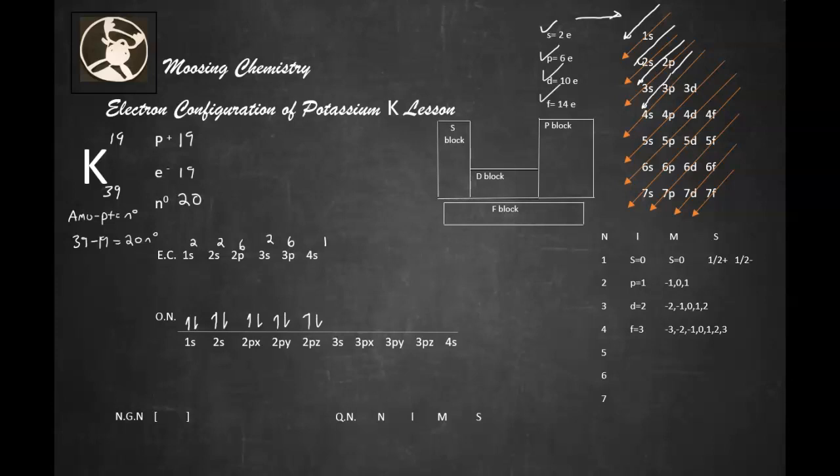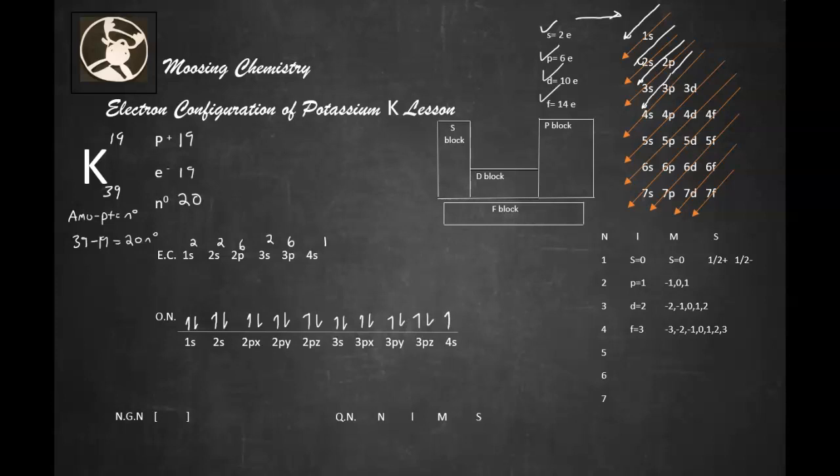Then 3s, 1 subshell first, up and then down. Then 3px, 3py, 3pz. We have 6 electrons there. 1, 2, 3. There goes all the ups, now the downs. 4, 5, 6, and last but not least, 4s is an up arrow.